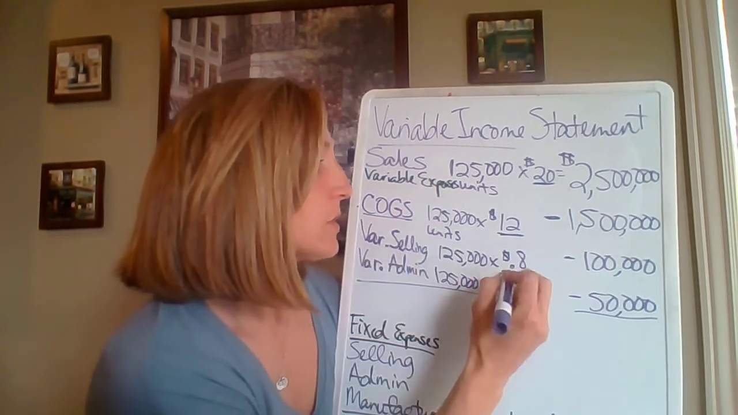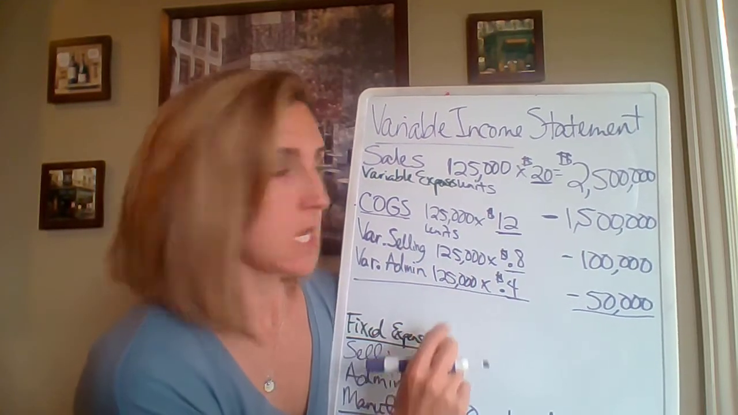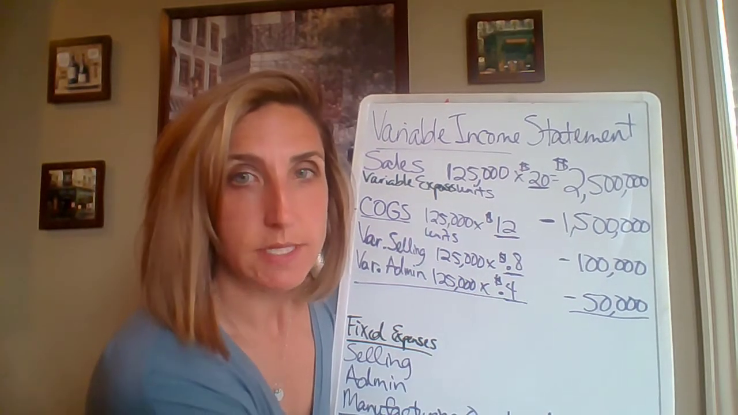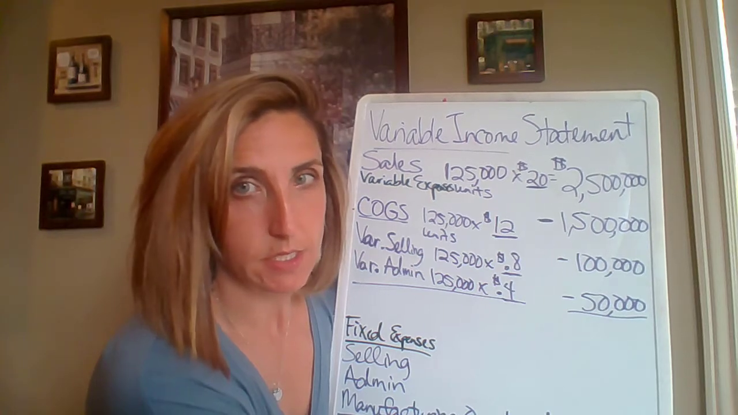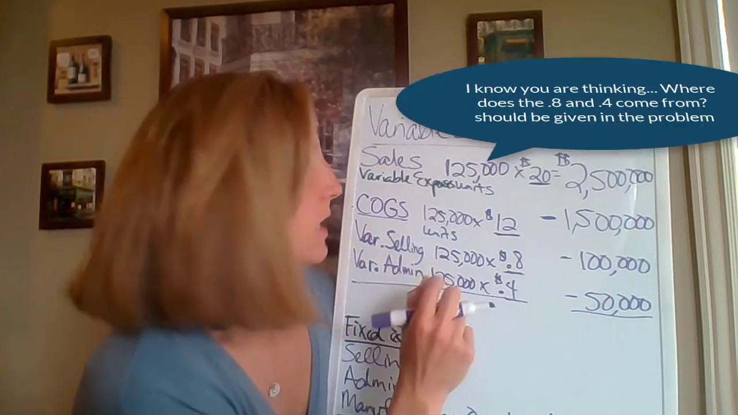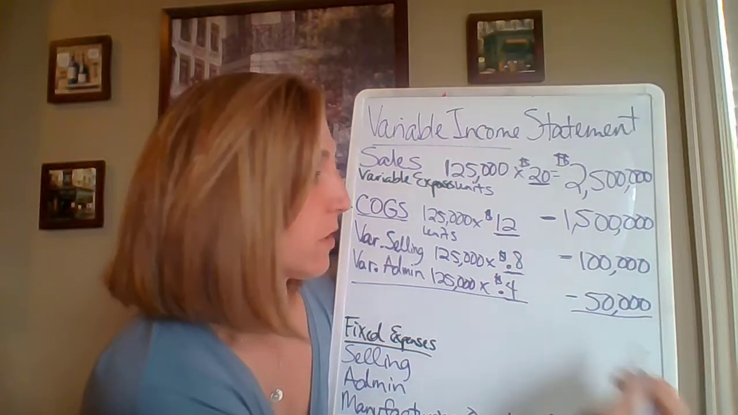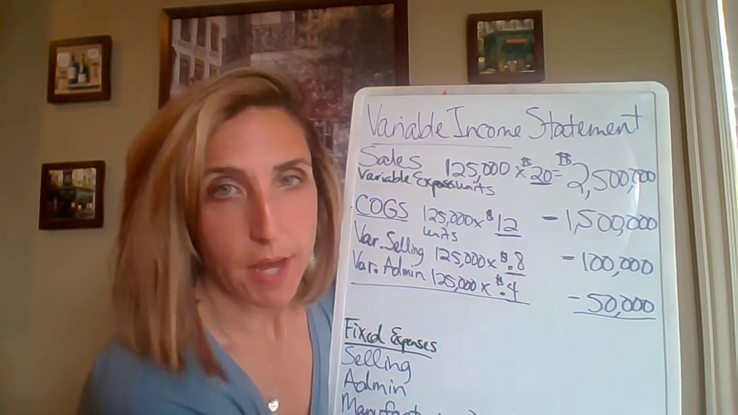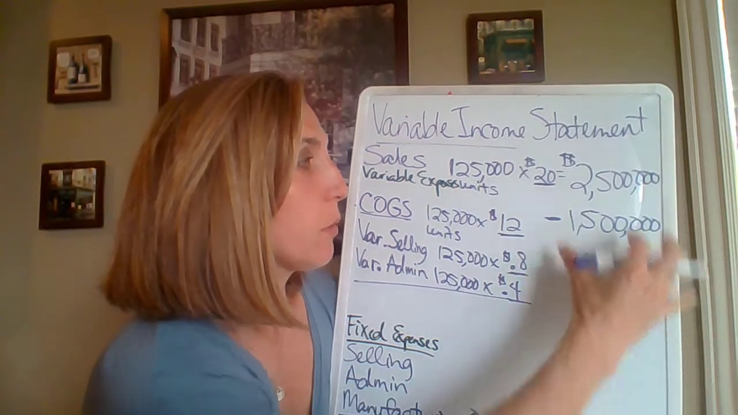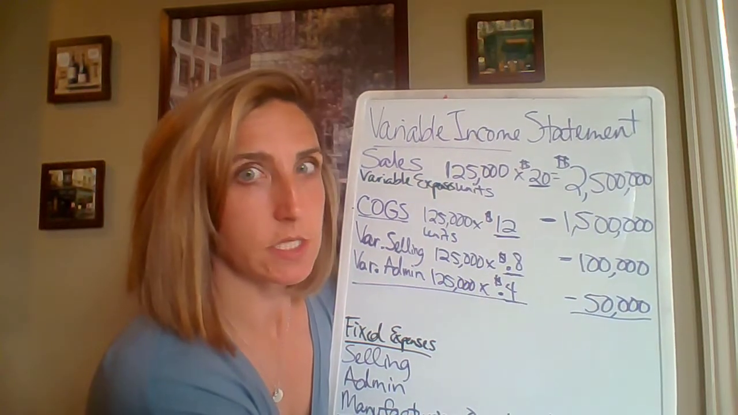Then at the top, we also want to list any variable selling and variable admin cost. It will tell you in the problem what the per unit variable selling cost is and the per unit admin cost is. I will multiply that by the number of units I have sold. I sold 125,000 units multiplied by 80 cents per unit. That's $100,000. 125,000 multiplied by 40 cents per unit. That's $50,000. Do you remember what it's called when you take all of these variable costs and subtract it from the sales?